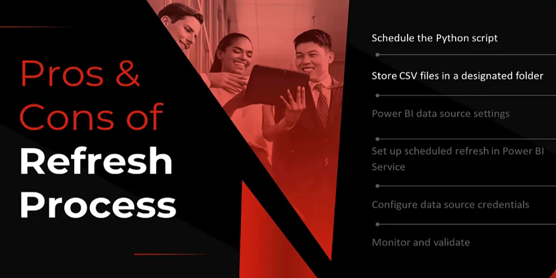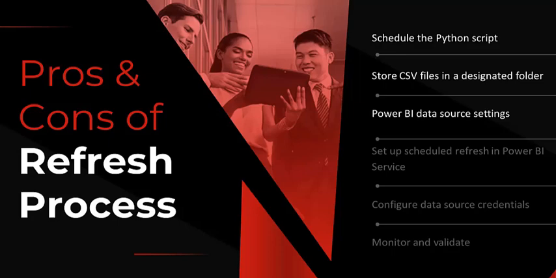Configure your Python script to save the CSV files in a specific folder on your local machine or a shared network location. Make sure the folder is accessible and consistently used for storing the updated CSV files. 3. Power BI data source settings. In Power BI Desktop, create a data source connection to the folder where the CSV files are stored.